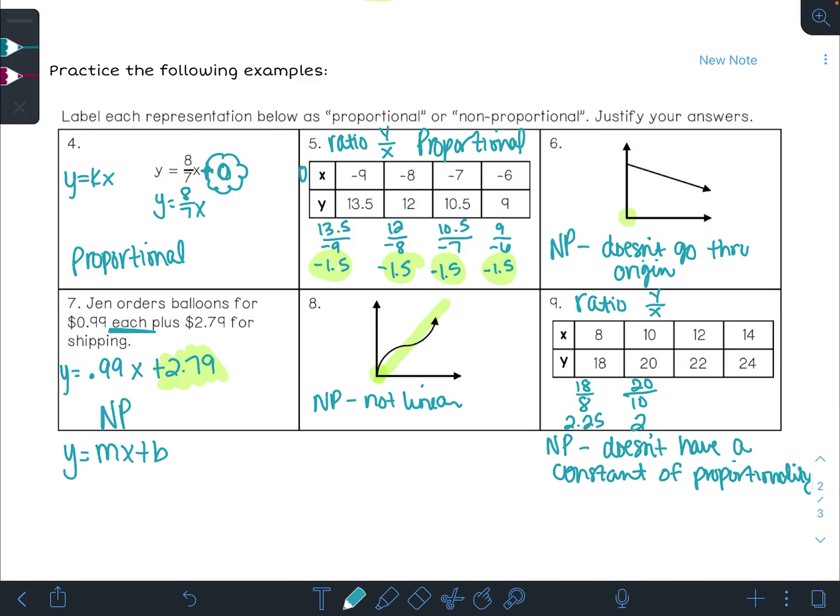So there's also going to be another document for you to look at that is just looking at it mathematically, that kind of has examples of proportional, non-proportional. So I will have that linked as well for you to check out.